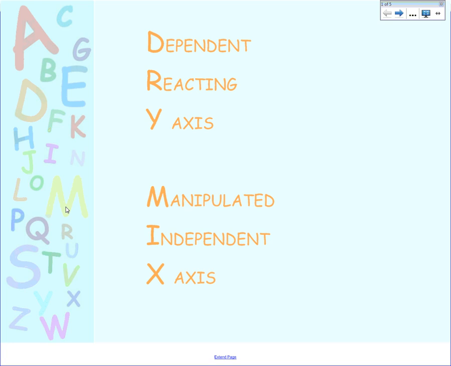So the manipulated variable is the variable that's being used to tell us information about the other one. The dependent variable depends upon the independent variable, which goes on the x-axis. All right, we'll look at that some more. But just remember DRY MIX, and you should be great at setting up your variables on the correct axis. It's very important to graphing.